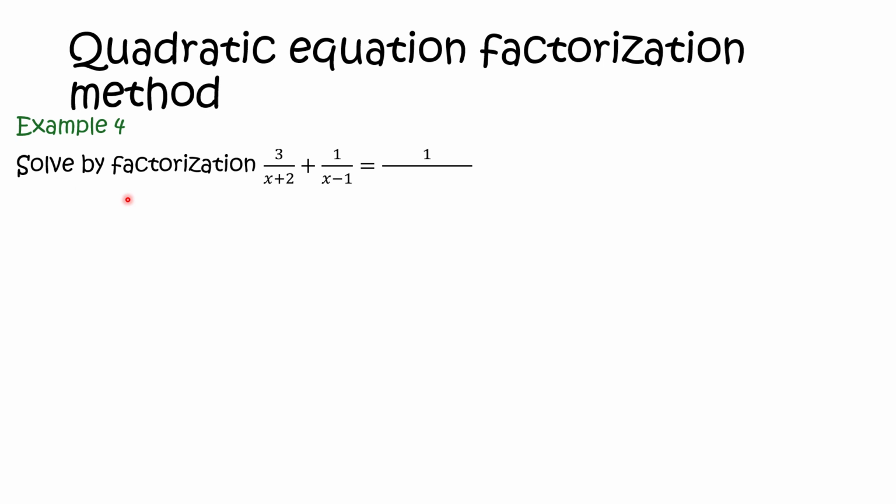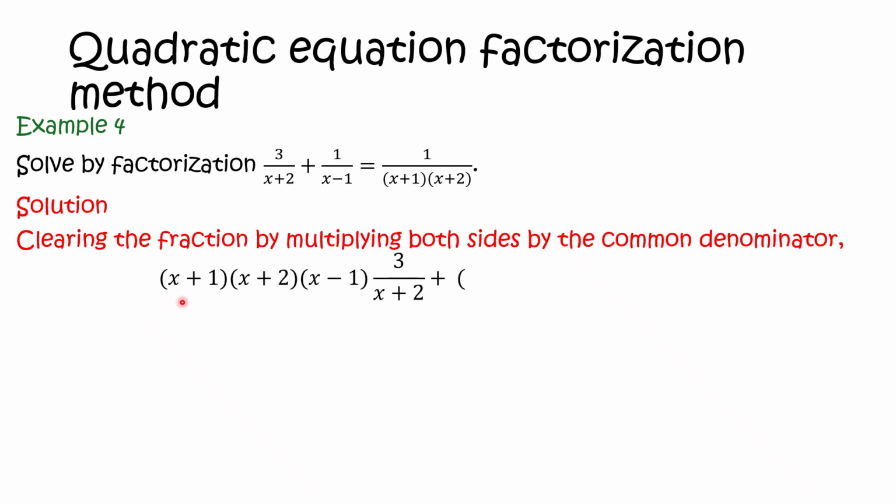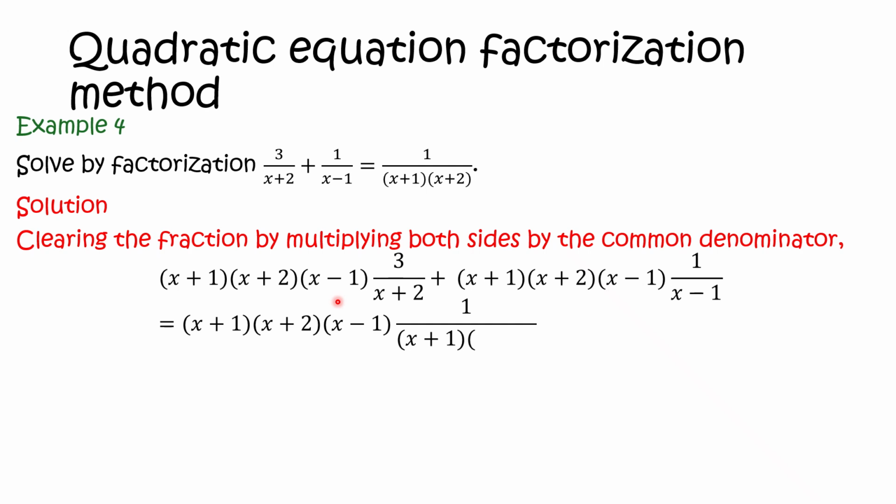Looking at example 4. We are trying to solve by factorization. 3 over x plus 2 plus 1 over x minus 1 is equal to 1 over x plus 1 times x plus 2. The solution. As you would know, if we have fractions, it is advisable to clear the fractions first. So we start by clearing the fractions by multiplying both sides by the common denominator of the fractions, 3 of them. So the common denominator here is x plus 1 times x plus 2 times x minus 1.